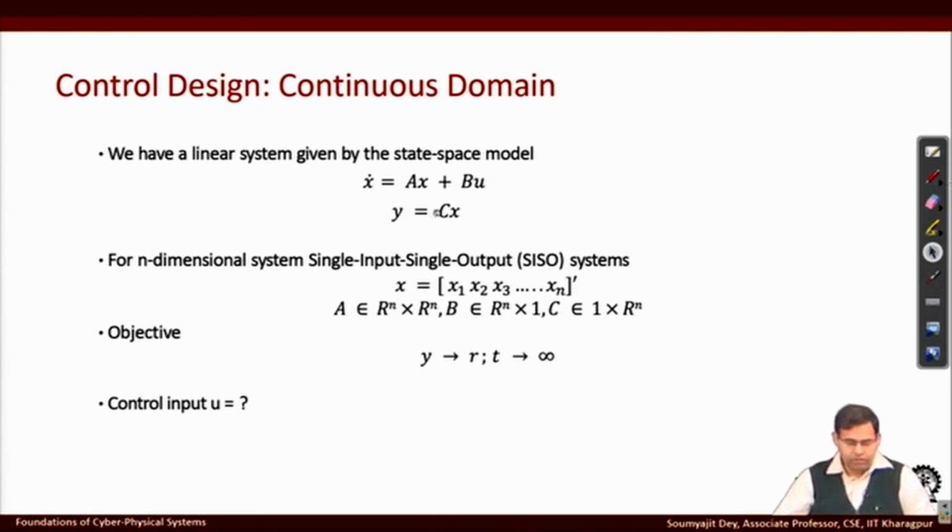So consider that you have a linear system which is given like this. This is the state equation and this is the output equation. For an n-dimensional system you have an n-dimensional state vector, and you have the corresponding A, B, C matrices. Let's say you have an objective that the output must settle down around some reference R as t approaches infinity. The question is, how do I design this control input U? We are still talking about continuous domain systems, so we will try to design continuous controllers.